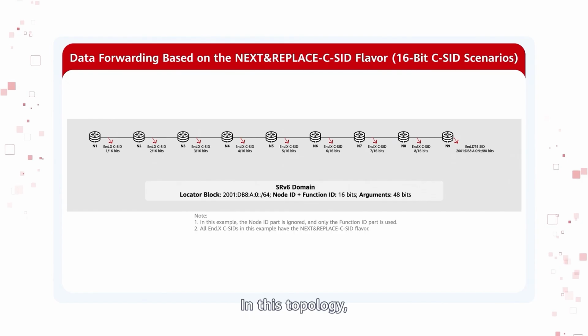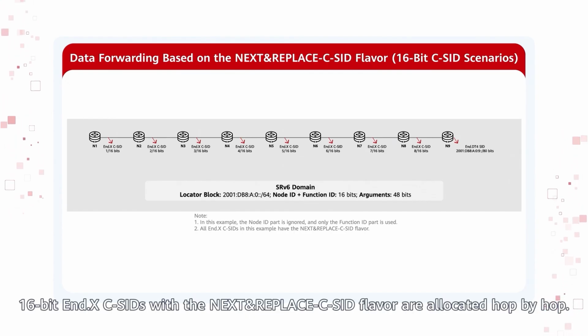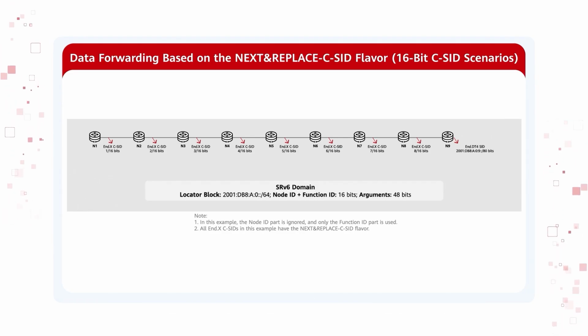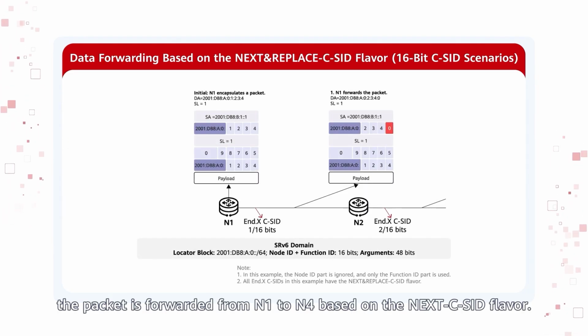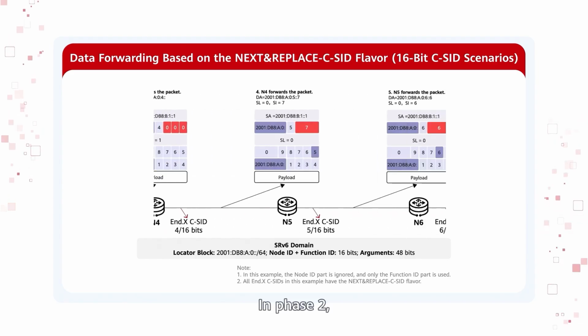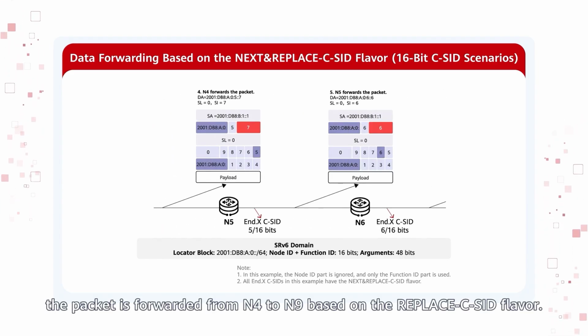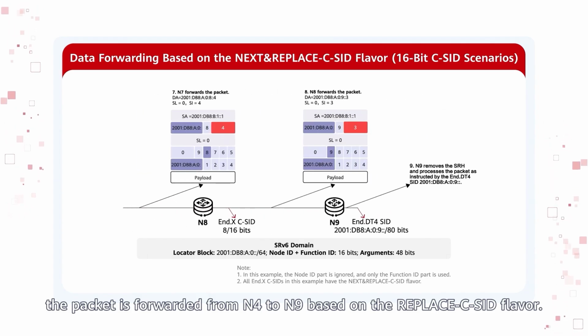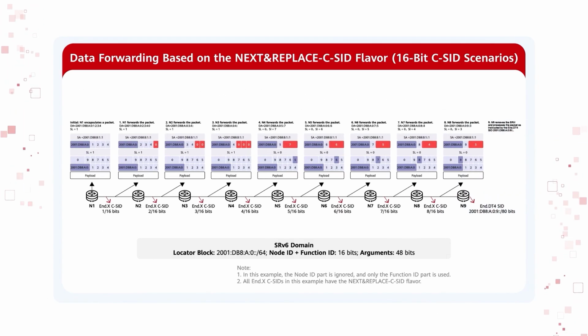In this topology, 16-bit end X C-SIDs with the next and replace C-SID flavor are allocated hop by hop. The overall forwarding process is divided into two phases. In phase 1, the packet is forwarded from N1 to N4 based on the next C-SID flavor. In phase 2, the packet is forwarded from N4 to N9 based on the replace C-SID flavor.